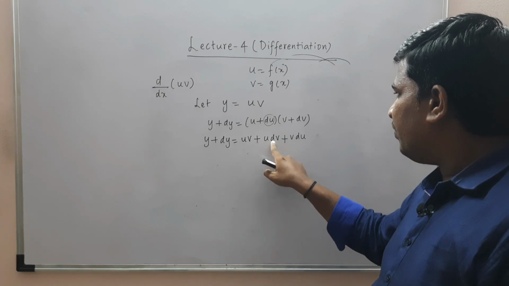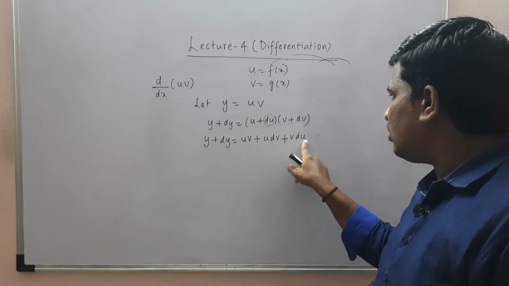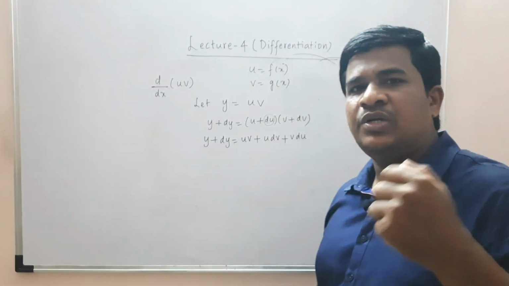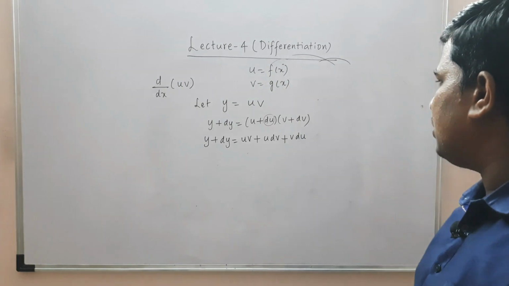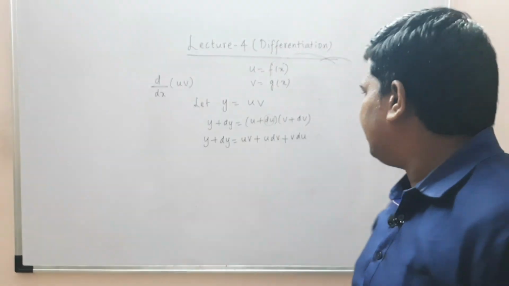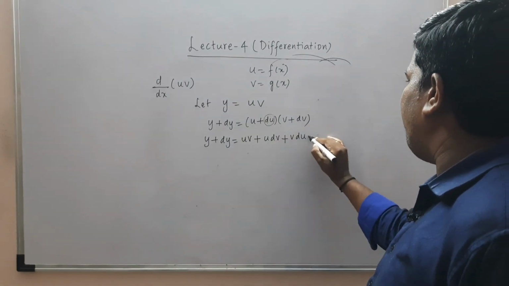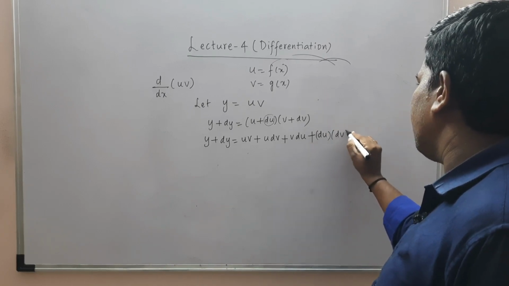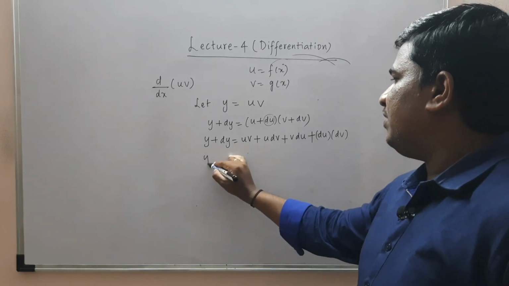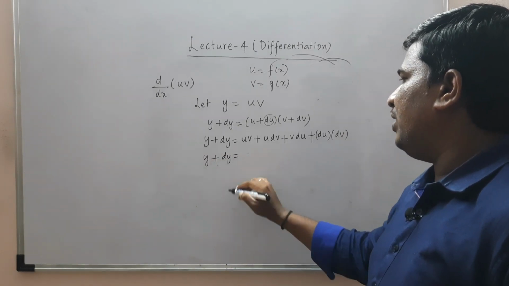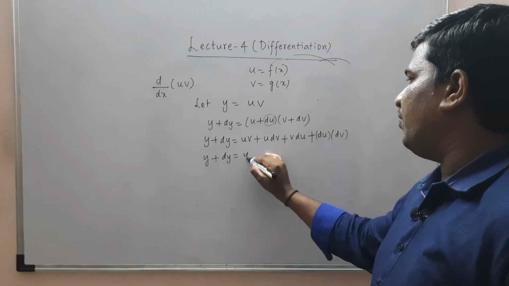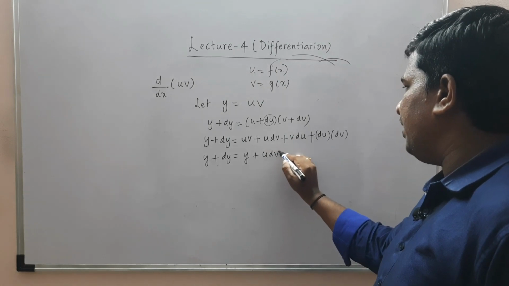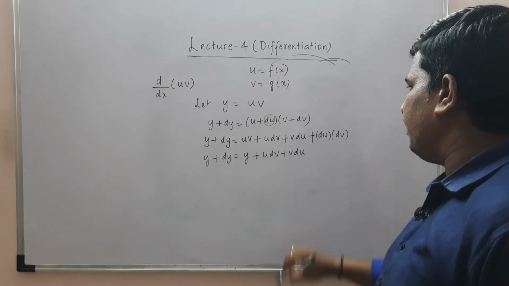Okay, so if you keep d here, it will become duv, and this also becomes dvu. You may be confused, thinking duv plus duv is 2 duv. No, that is a change, so be careful while dealing with it. So u dv plus v du plus du into dv, right? So y plus dy equals uv, which is nothing but y because y is uv, plus u dv plus v du. That's it.